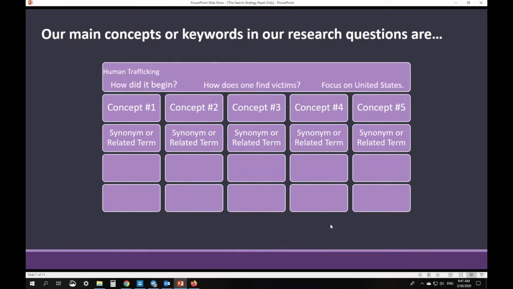Our main concepts or keywords in our research questions are human trafficking. So we're going to put that in concept number 1. How did it begin? So a word for how did it begin could be the history of human trafficking.